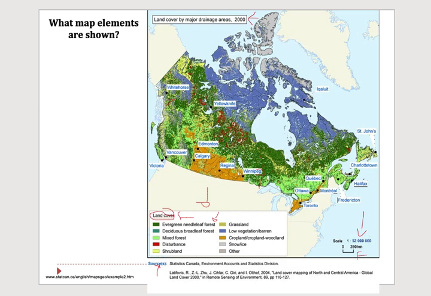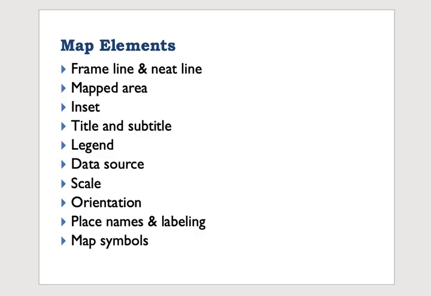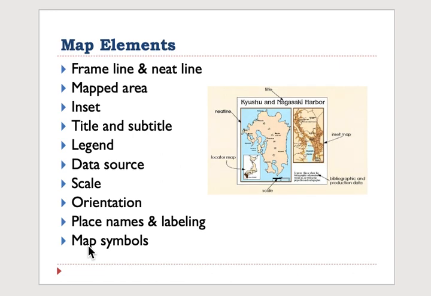So these are all important elements. Again, map elements: we're looking at the frame line, the neat line, the mapped area, and the inset. Here it's saying this is the neat line, our border around our map. The mapped area is right here, and the inset is right here. The inset is just zooming in on the map.